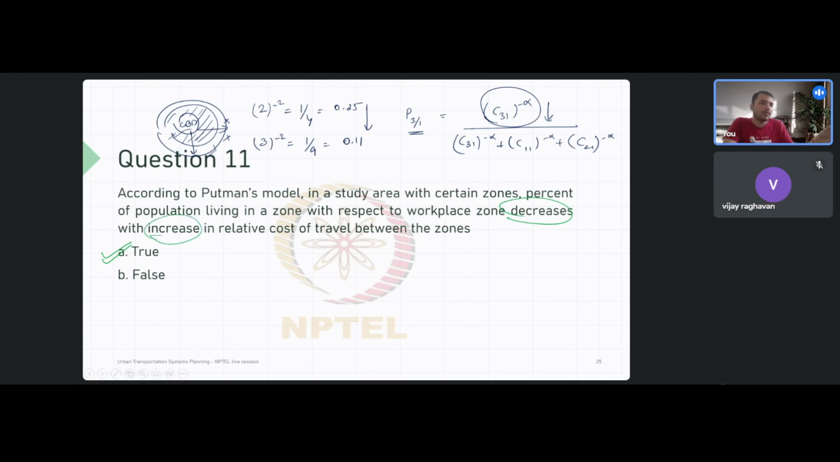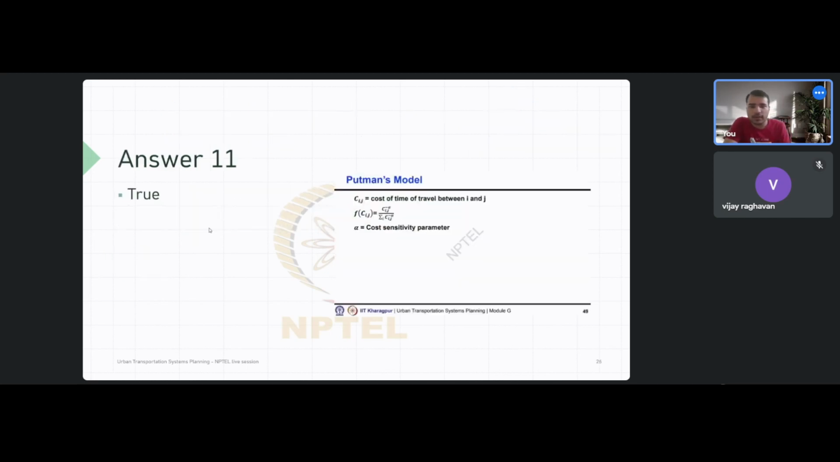Further we go, fewer people will live there. And it is evident from the formula also; we can use the simple logic also. So that is question 11. Answer is true. We can see here Putnam's model's equation. Cij is the cost or time of travel between i and j. So Cij power minus alpha: the higher the cost, the numerator will become lower, the value of P will reduce, and number of people living in that zone will also reduce.